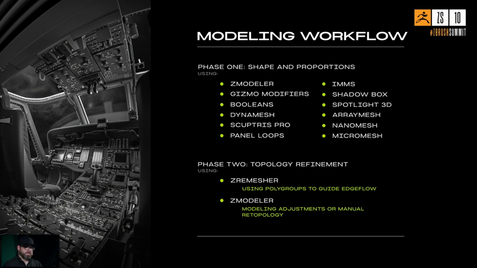and then I'll worry about topology. Now, sometimes you don't really need to worry about it because the part is simple enough where you can just box model it out. Other times, when you do more complex shapes, it's really nice and convenient just to throw a bunch of polys at it and sculpt away. And to get back to the topology refinement, I use two different techniques. One is ZRemesher, when I'm using polygroups to guide the edge flow, and then other times I'll use ZModeler, which is I'll either adjust the ZRemesher a little bit, or I can manually retopo that with the ZModeler brush.